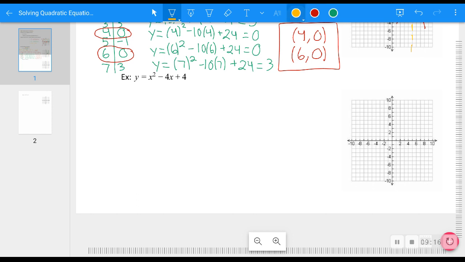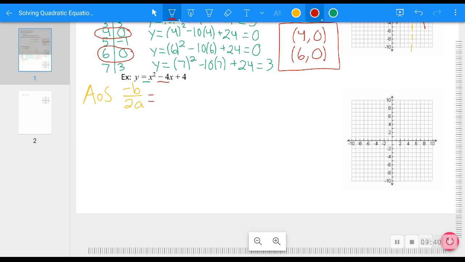So again, just like always, we're going to start with our axis of symmetry, because that helps us get our vertex, which we need. So negative b over 2a every single time. Our b is negative 4. And our a, again, because there's nothing out in front there, is going to be 1.